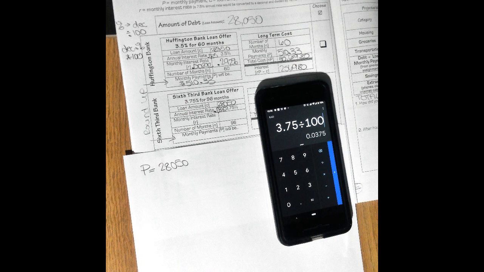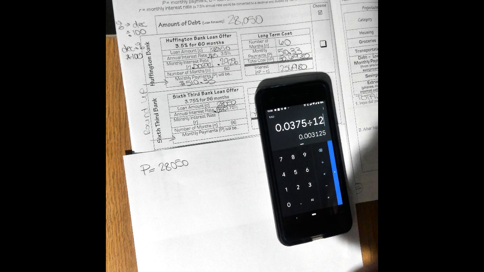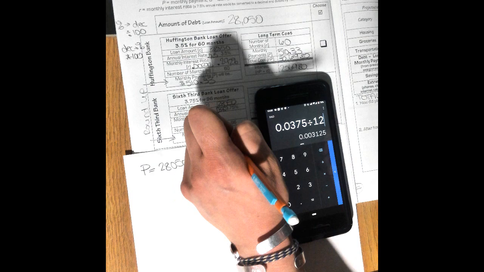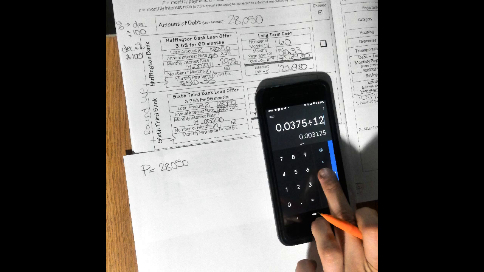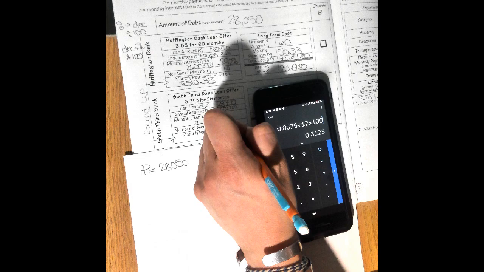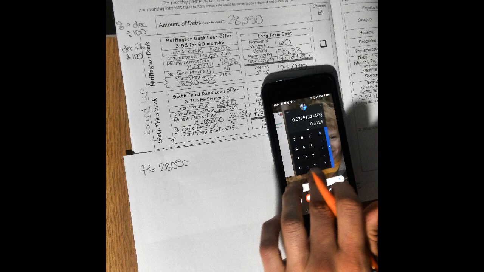So I need to take that decimal equivalent and divide it by 12, because they calculate my interest monthly instead of annually. So they're going to take your interest rate, break it up over 12 months, and calculate it every single month. So this is 0.00325. To turn it into a percentage, times it by 100. So as a percent, it is 0.3125%. Right, and then it's 96 months.